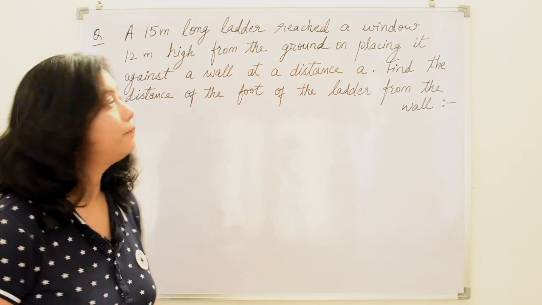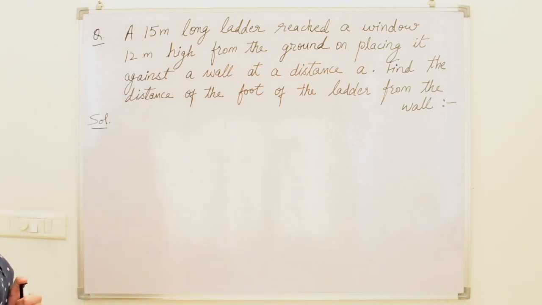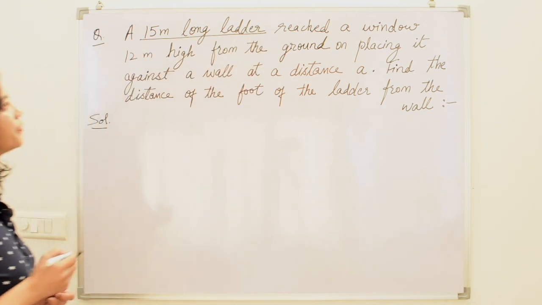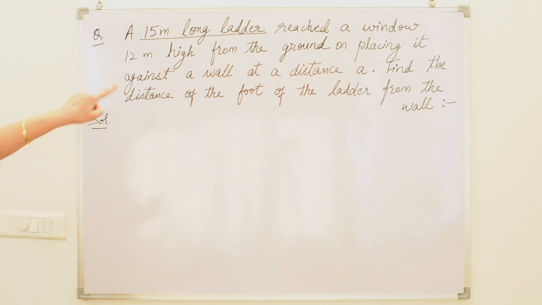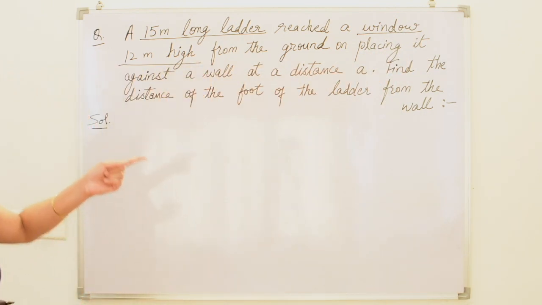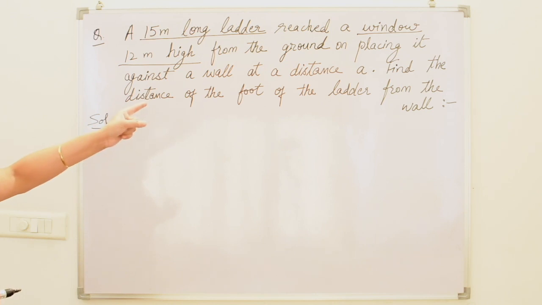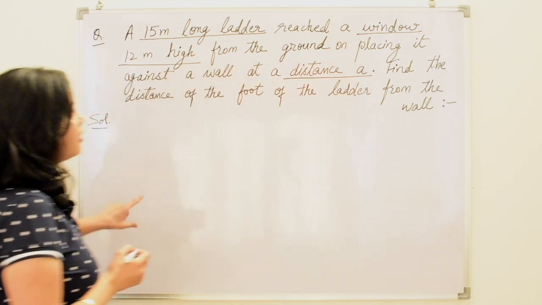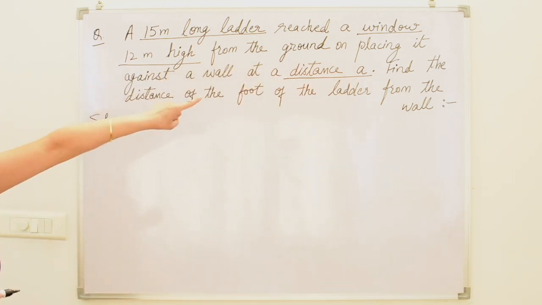Now we will do another sum. A 15-meter long ladder reached a window 12 meters high from the ground on placing it against a wall at a distance a. Find the distance of the foot of the ladder from the wall. Ladder is 15 meters long. Reached a window 12 meters high. Window is 12 meters high from the ground. On placing it against a wall at a distance a. The distance of the ladder and the wall is a.